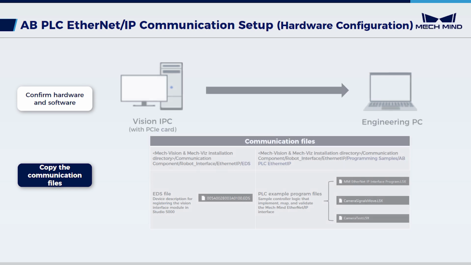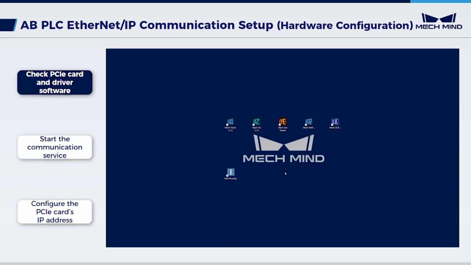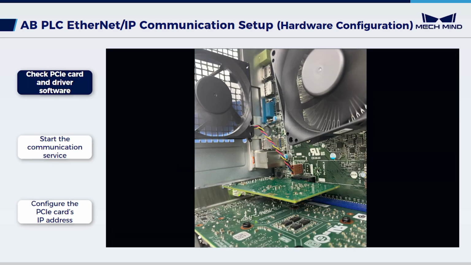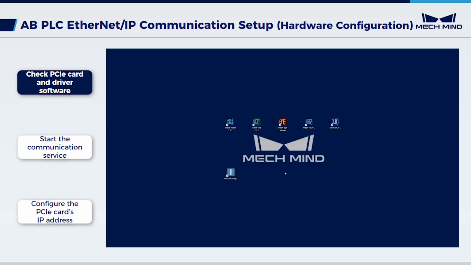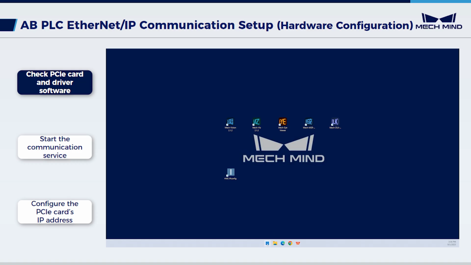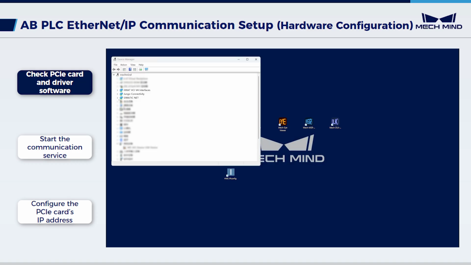After preparations, start the communication service on the IPC. Note that the hardware configuration requires the use of a PCIe card, which serves as the interface for Ethernet IP communication with AB PLC. First, confirm the Impact Ethernet IP slave PCIe card is installed in a PCIe slot on the IPC. Then right-click the Start button, open Device Manager, and verify that the driver software is installed.